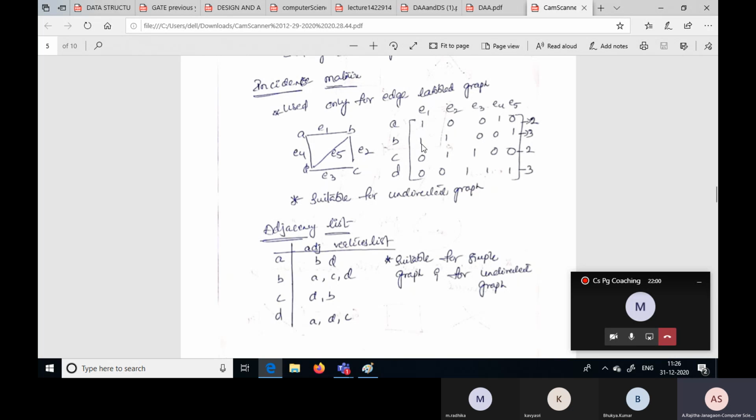Now coming to C, for edges: E1, sorry, there is no edge, and E2 is C to B and E3 is C to D. So remaining all are zeros. And coming to D, here E1 is 0. That means the E1 edge is between A and B, E2 is between B and C, E3 is between D and C, and E4 is between D and A.